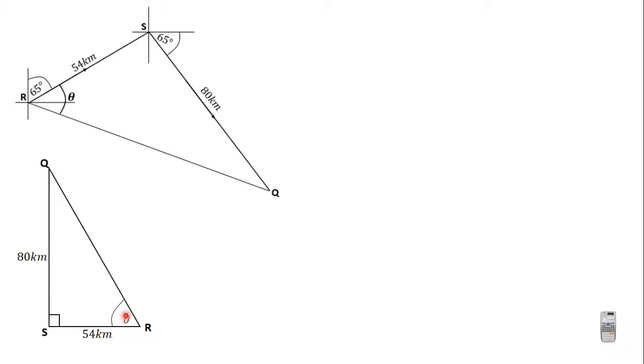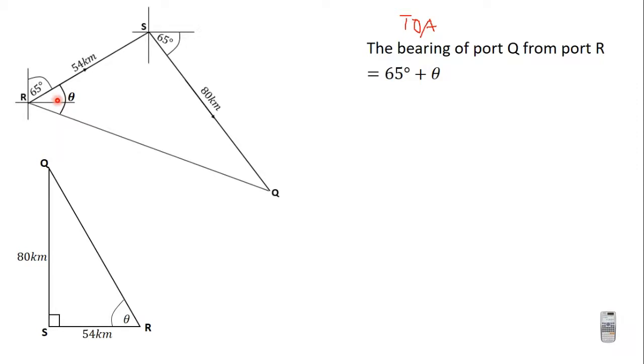In order to find theta, I'll have to use one of the three trigonometric ratios we've learned under trigonometry: cos, sine, and tan. Now, I have opposite and adjacent. We know that if you have opposite and adjacent, the trigonometric ratio that you have to use is tan, because tan will give you opposite over adjacent. So here, to help us find theta, I'm going to use tan. As soon as we are able to find theta, we can say that the bearing of pot Q from pot R will give us 65 degrees plus theta.